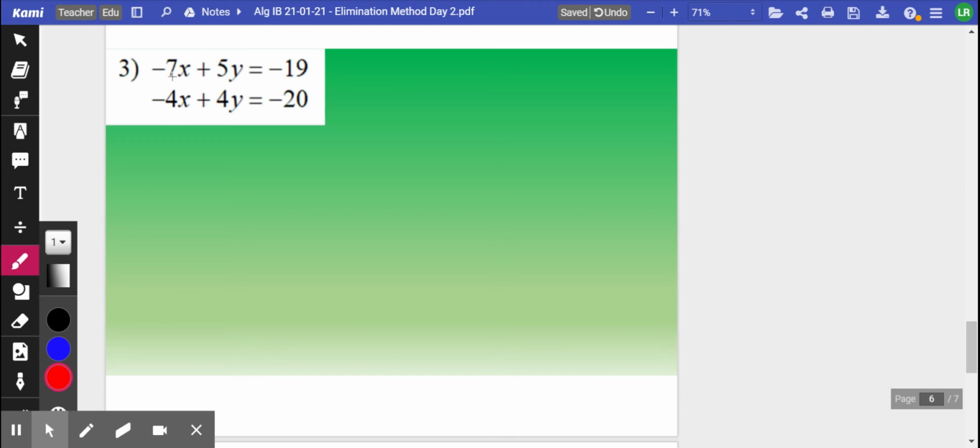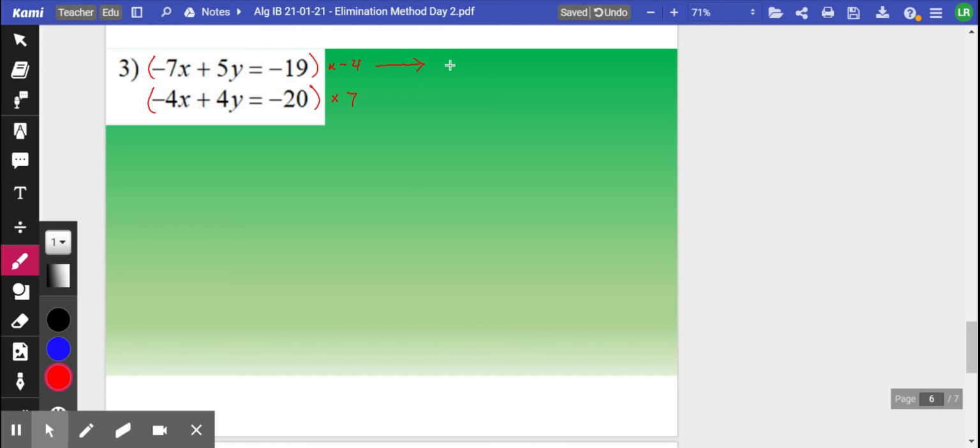Just like the last one, we do not have opposites right away. The x's don't add up to 0, the y's don't add up to 0. So I have to make my opposites. So I follow my rule. Top by the bottom, so the top times -4. The bottom by opposite of the top. Well, the opposite of -7 is +7. So be careful when multiplying.